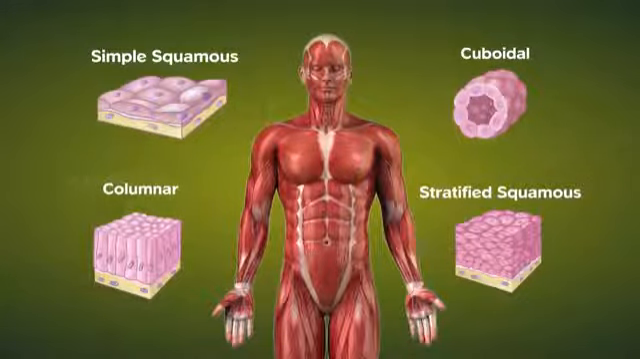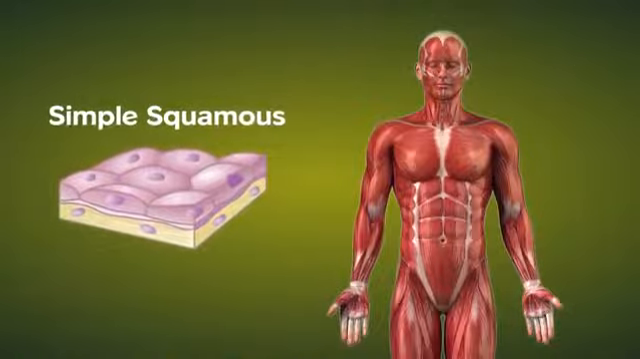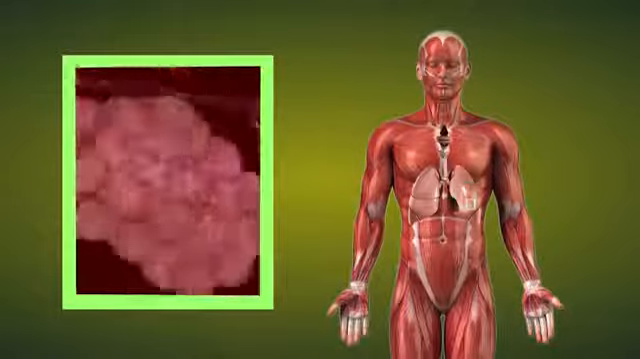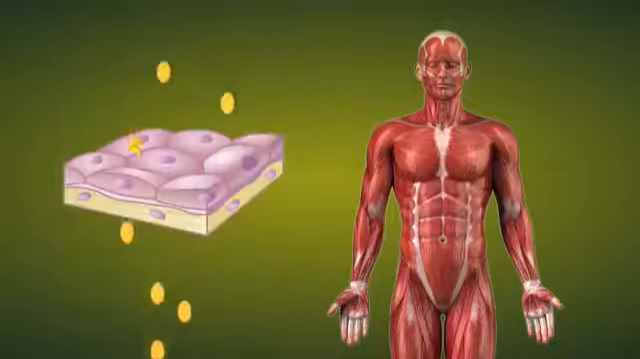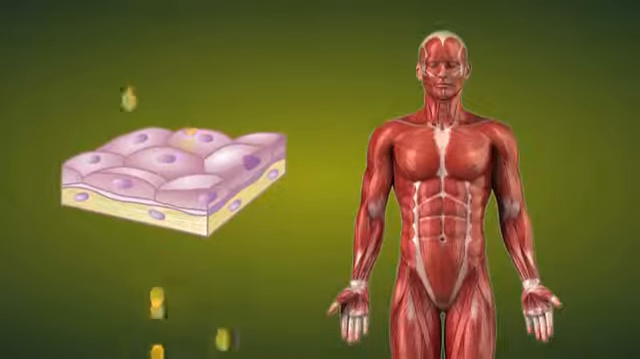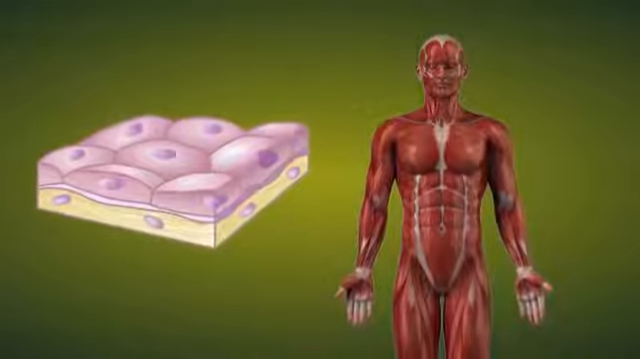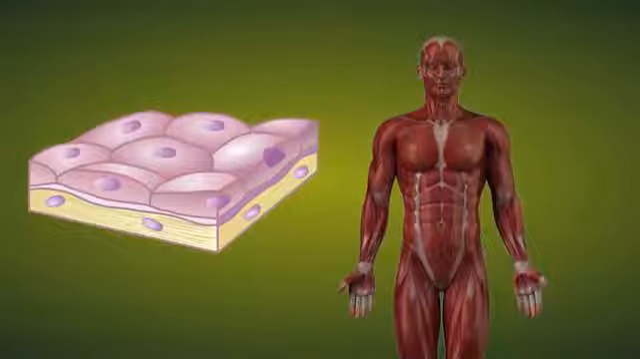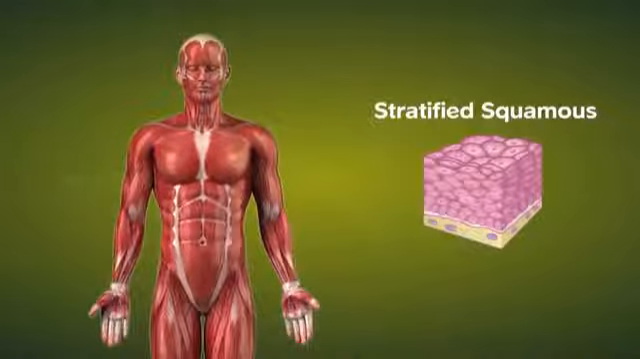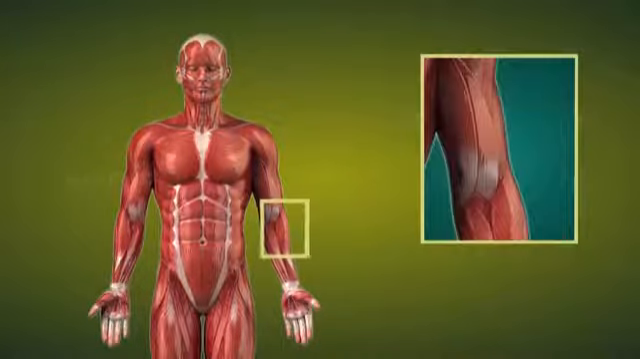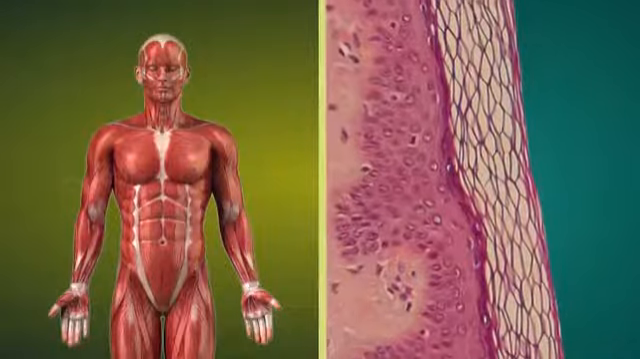The simple squamous epithelium is found in the lining of the alveoli and allows transport of small molecules across the membrane. It is extremely thin, flat, and single-layered. The stratified squamous epithelium protects areas subject to abrasion and is found in the skin. It is multi-layered.